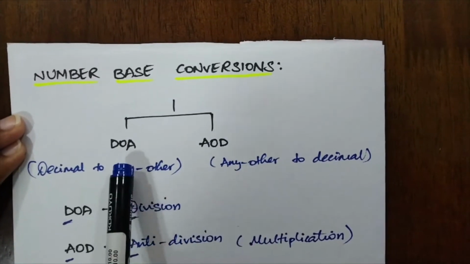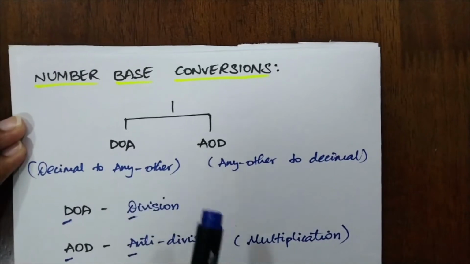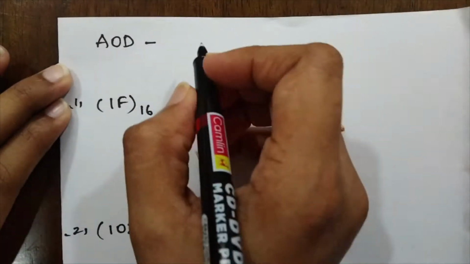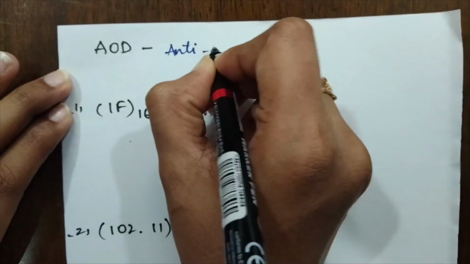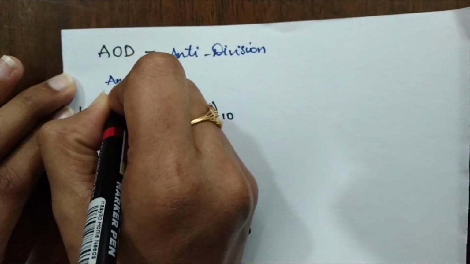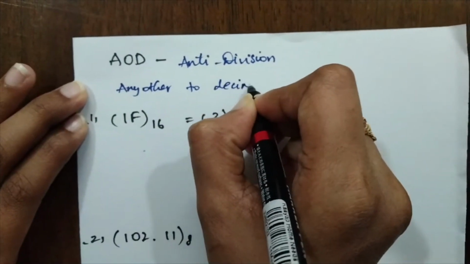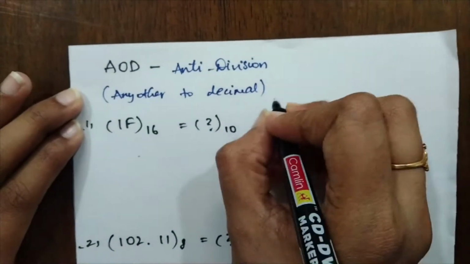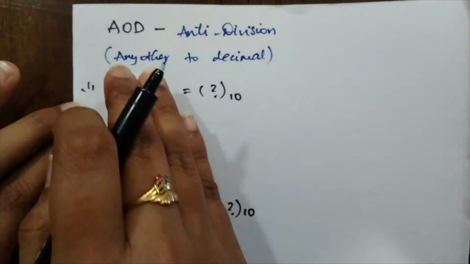In the previous videos, I have already given a few examples related to DOA. Now let's get into AOD. Fine, a little concept again. AOD is anti-division, right? AOD stands for any other to decimal. Please try remembering this one. Now, let us see a few examples where we will be solving AOD cases.